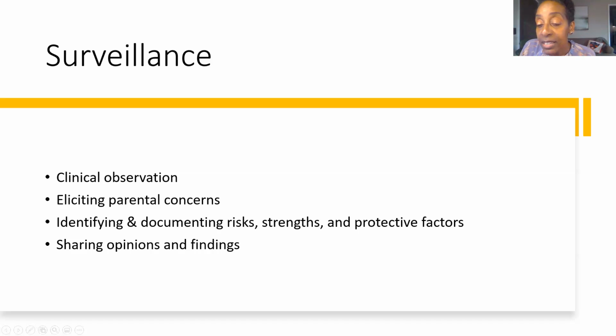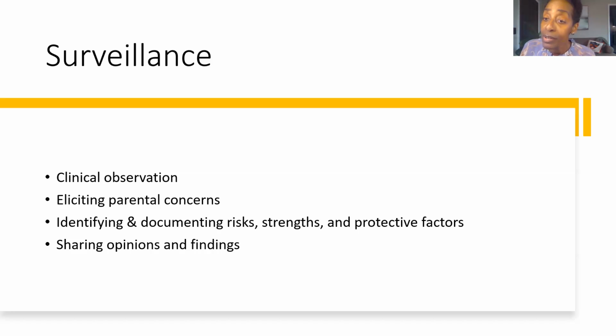The first is what I was doing when I walked in the room: direct observation. I'm observing the child-caregiver interaction, as well as the child's interaction with me. This definitely relies on a great deal of clinical acumen, or experience and knowledge of child development, in order to develop an accurate impression. Next, there is eliciting parent or caregiver concerns.